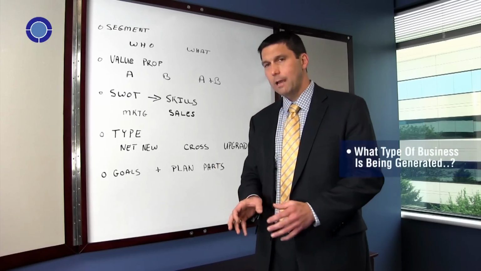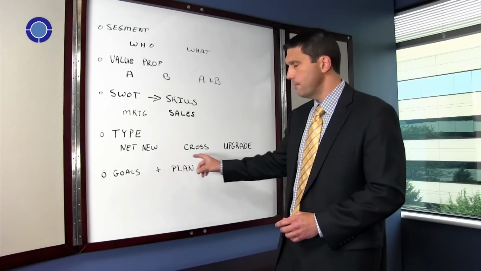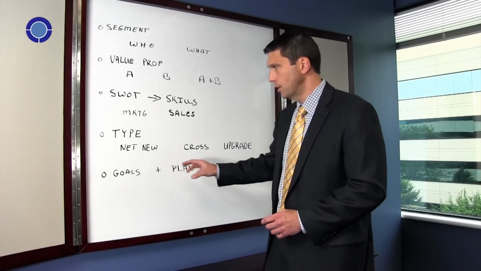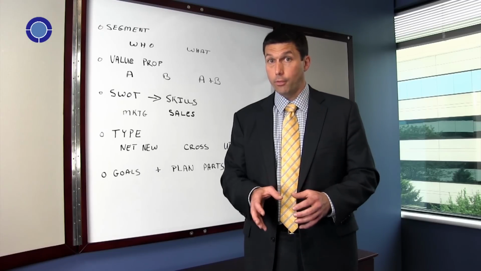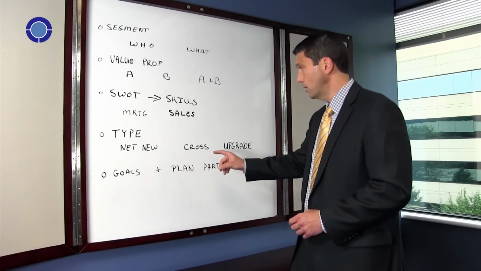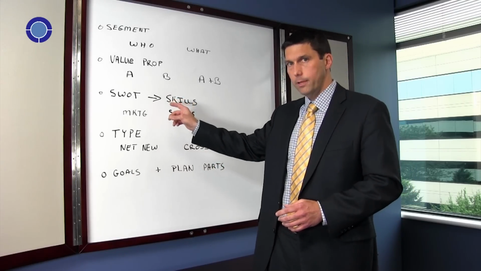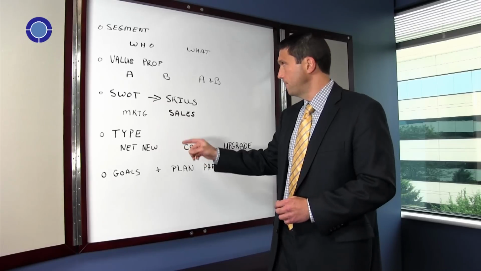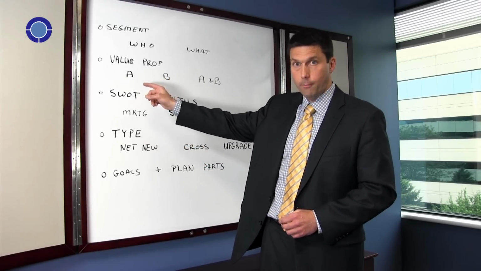Next, we want to look at what type of business we want to generate. Well, this is, again, where we might have a wide variety of options. We can target net new customers. These would be customers that are brand new to both of us. That would be one type of business. We can target cross-selling to partner A or partner B's customers, or in theory, both. So this is where partner B is going to be selling into the partner A install base.